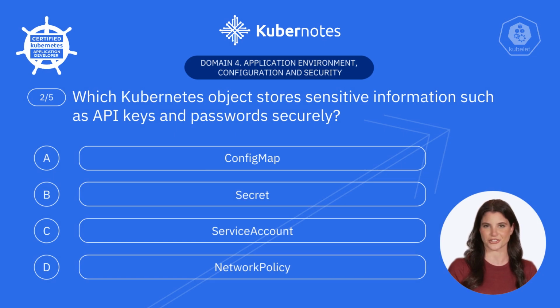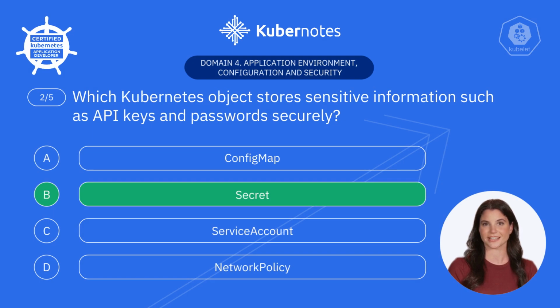Let's tackle question 2. Which Kubernetes object stores sensitive information such as API keys and passwords securely? A. Config map. B. Secret. C. Service account. D. Network policy.